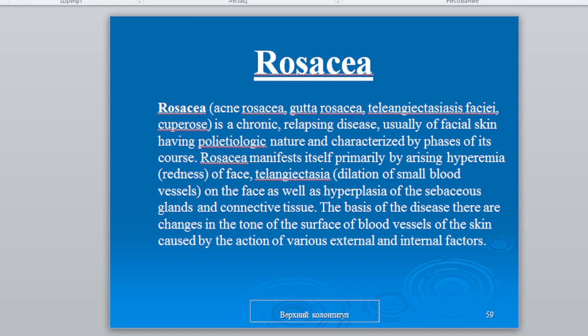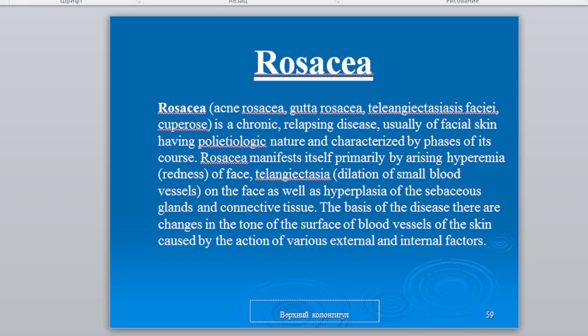Next, rosacea. Rosacea, acne rosacea, gutta rosacea, telangiectasis faciei, is a chronic, relapsing disease, usually of facial skin, having a polyetiologic nature and characterized by phases of its course.